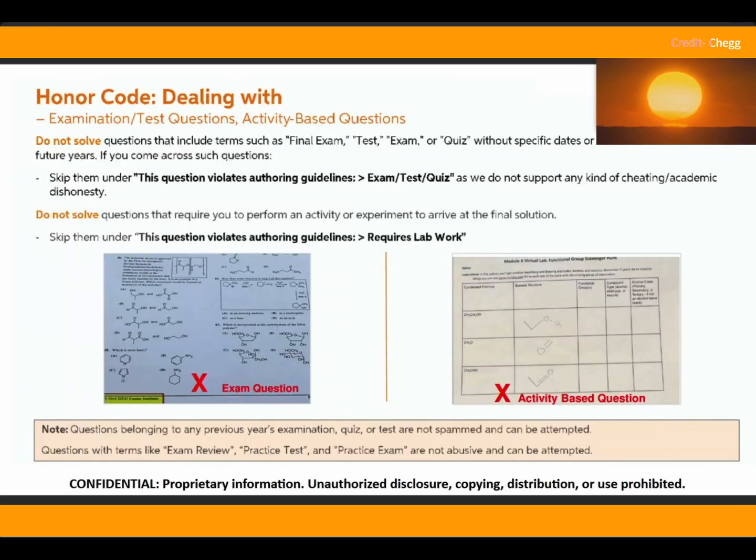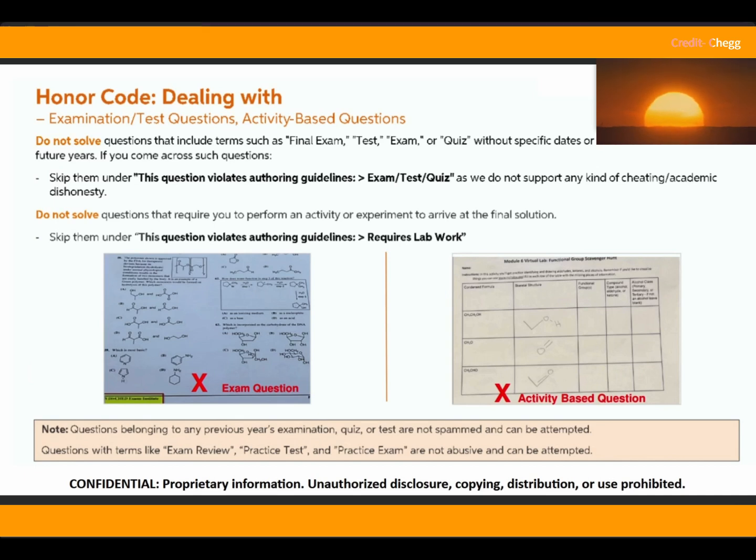The first reason is exam tests. The student has posted a question in the question award like final exam tests mentioned without any date, with the current academic year date, or with a future academic year date. Then we have to skip the question and mark the question as violating authoring guidelines, exam test questions. Let me repeat. In what place are we going to skip? We are going to skip if we have a word like final exam test without any date, with current academic year date, or with a future academic year date. Then in this case, we are going to skip the question.